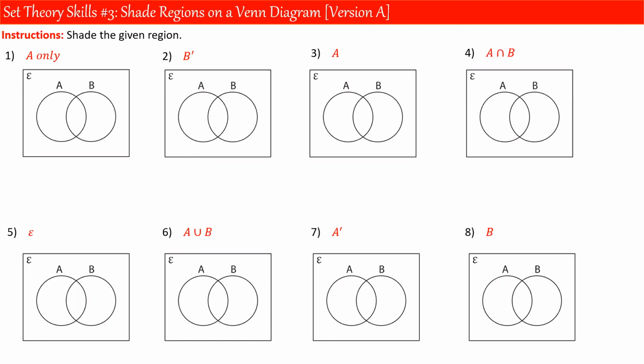Drexel, do you need me to go back to the notes? No, sir. I got it. Okay. A only is right. B prime is right. A is right. Intersection is right. Drexel, number 5. Number 4. Yeah, I want the entire universal set. So you have to include set A and B. All right. A prime is right and B is right. That's the only one you have to correct.